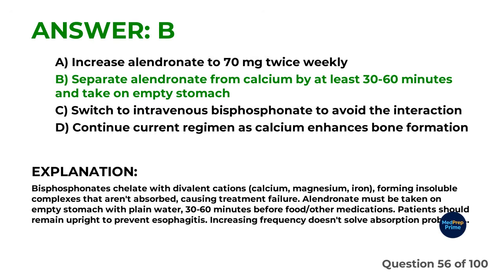Correct answer, B. Bisphosphonates chelate with divalent cations, calcium, magnesium, iron, forming insoluble complexes that aren't absorbed, causing treatment failure. Alendronate must be taken on an empty stomach with plain water, 30 to 60 minutes before food or other medications. Patients should remain upright to prevent esophagitis.